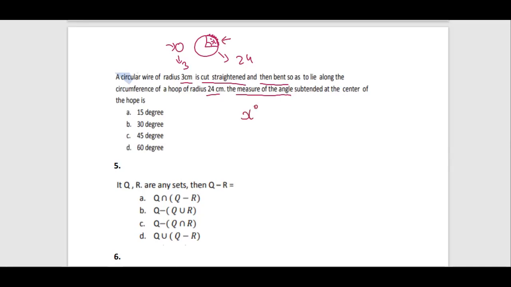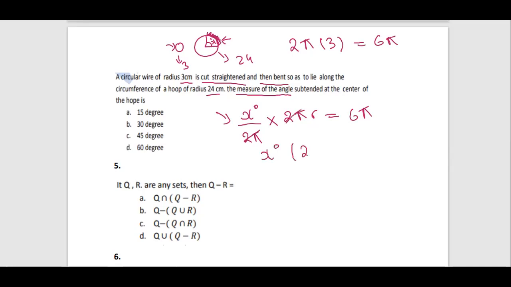So x degrees divided by 2 pi, into 2 pi r equals the arc length. Now we know that the arc length of this part is basically the circumference of the small circle. The circumference of a circle with radius 3 is 2 pi r, that is 6 pi. So the arc length is 6 pi, and we write 6 pi here. And here we are talking about the big circle, so in r we will have 24. This implies x is pi by 4 radians.